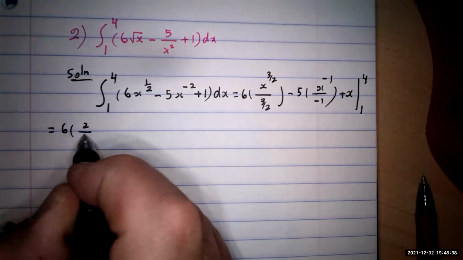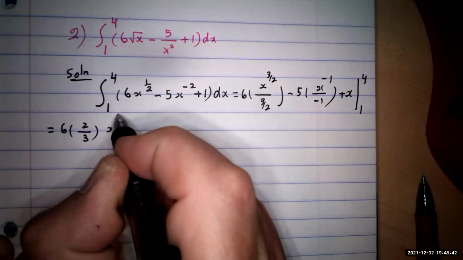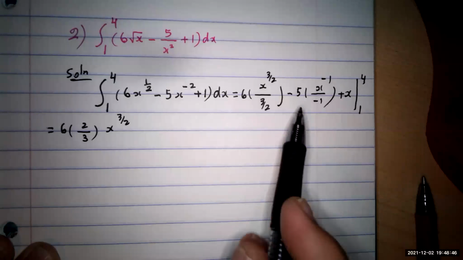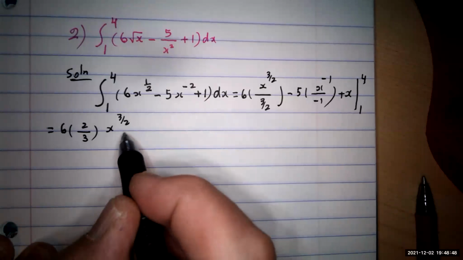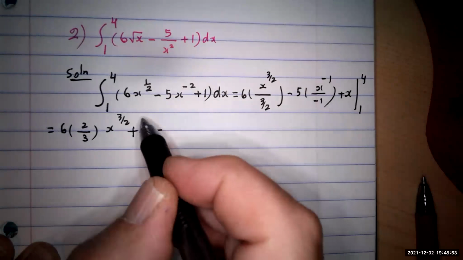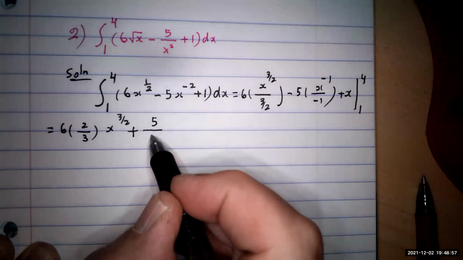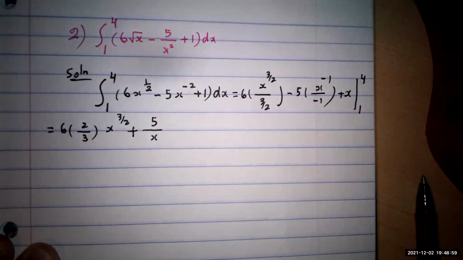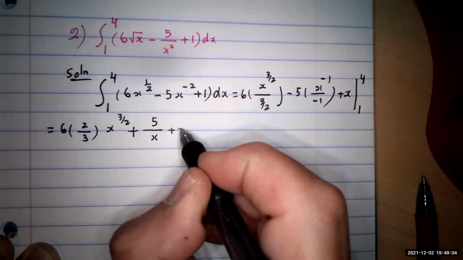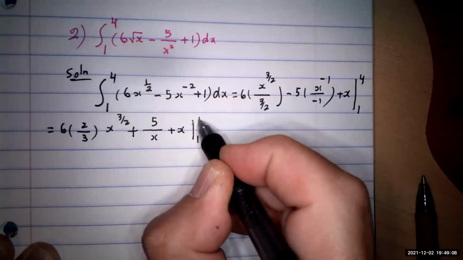2/3, x to the 3/2. That's the first term. Now this one over here, negative, positive. Remember, no negative power. So you put the 5 on the top, x to the -1, you bring it down, you call it x. And plus x, to be evaluated from 1 to 4.